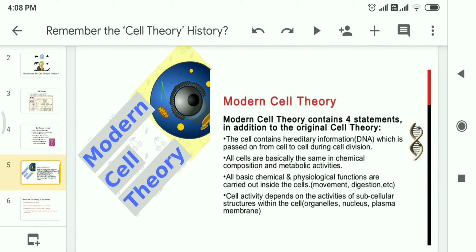With years of their theories and understanding, and more biologists getting interested in understanding the cells, we finally came across a proposed modern cell theory which contains these four statements. So you can see an element of inheritance and gene and DNA added to this theory. That is the first point. Cell contains heredity information, DNA, which is passed from one cell to another by cell division.